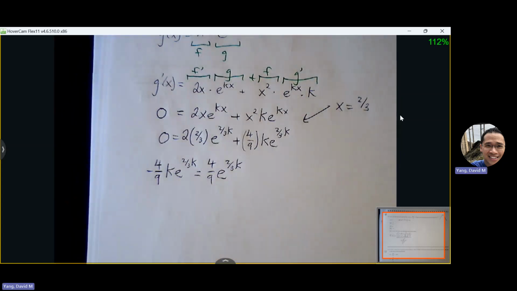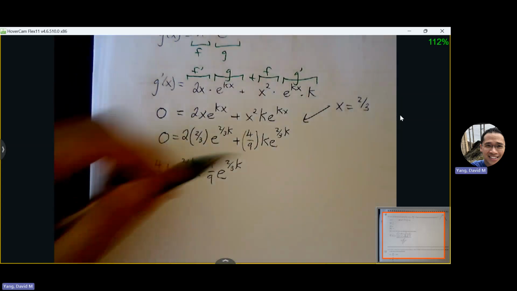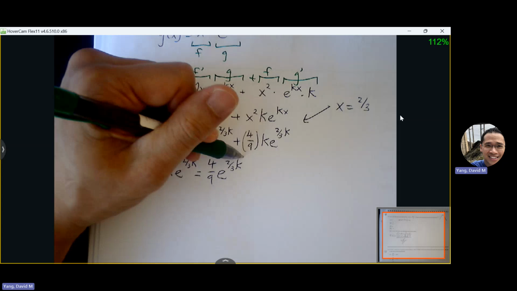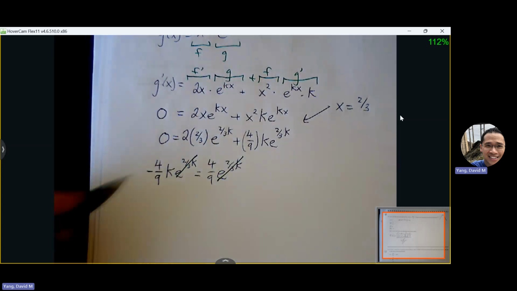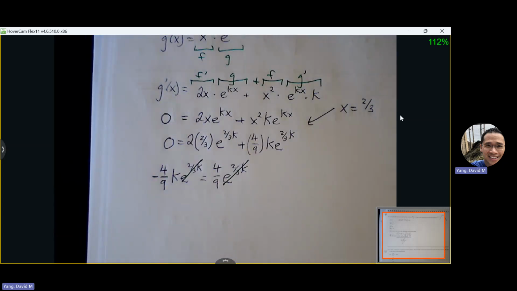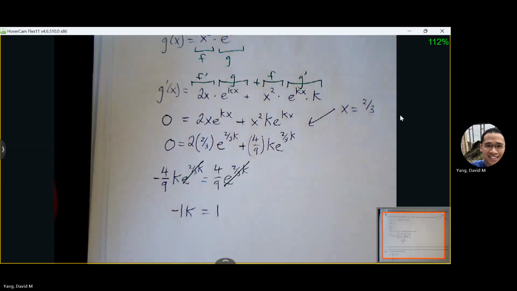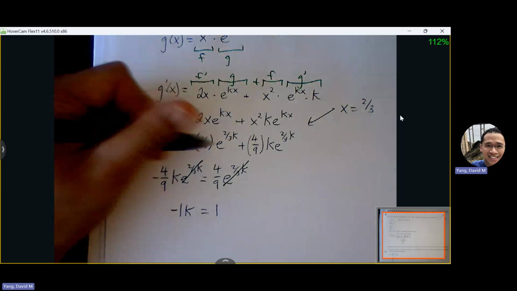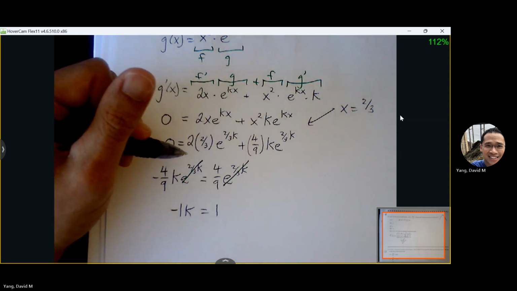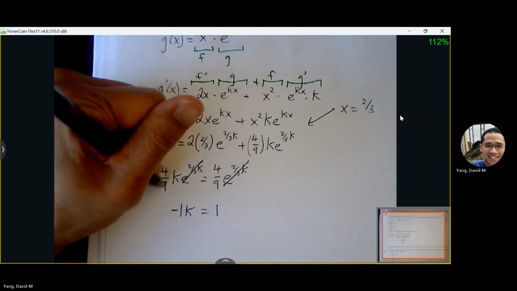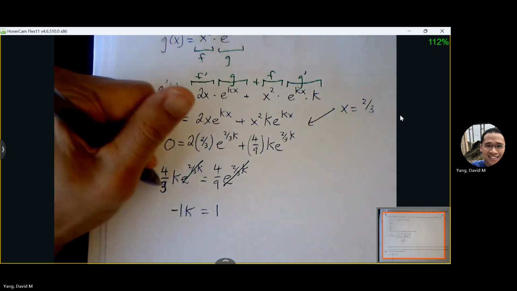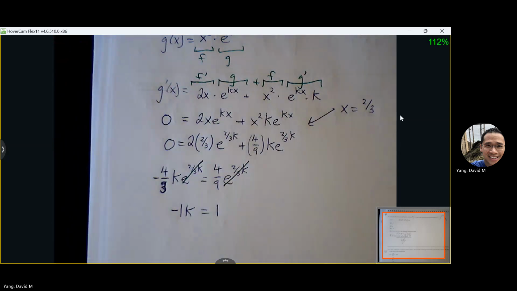The nice thing is I can divide a lot of these things out, right? I can divide both sides by e to the 2/3 k. That completely wipes it out. I can divide both sides by -4/9. That's going to leave me with just a -1. Oh, I messed up here. Sorry, this 4/9 on that one is 4. Backtrack.